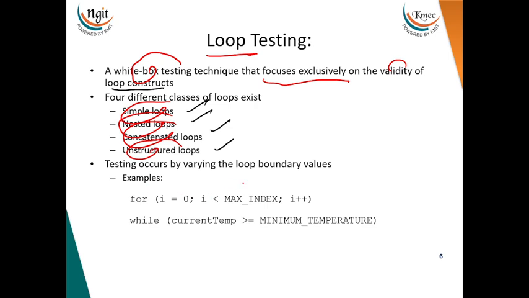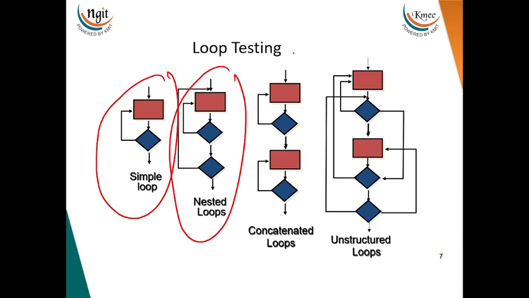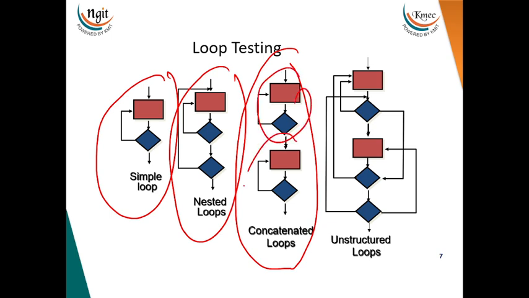So now let's take an example. i equals 1, i less than 5. While this condition holds, the statements are executed. This is our simple loop and this is our nested loop, a loop in a loop. And concatenated loop is something like that: the first loop is executed followed by the next loop. And this is an unstructured loop, correct? The diagram specifies this. We will see some theory part in this one.